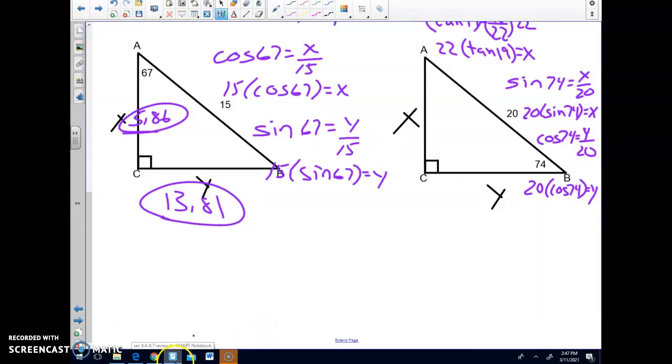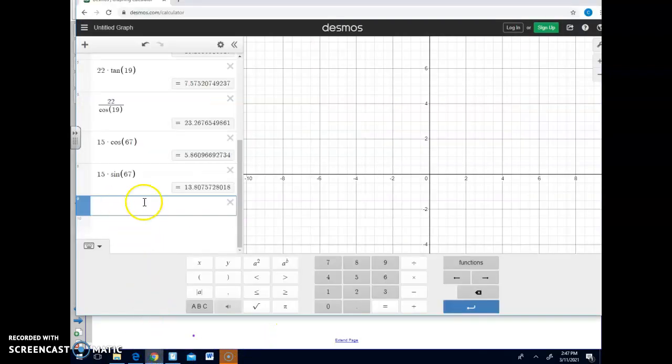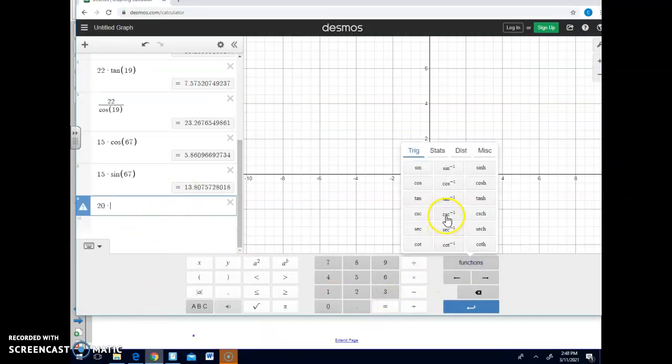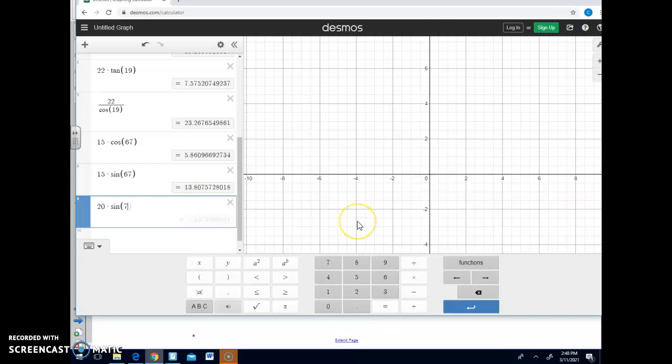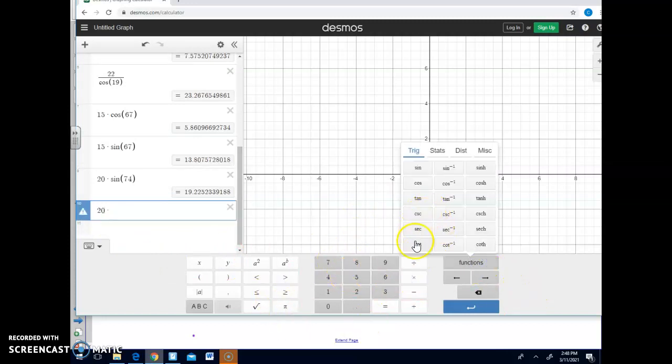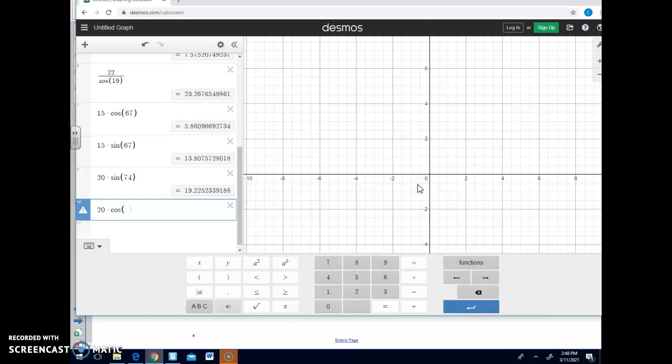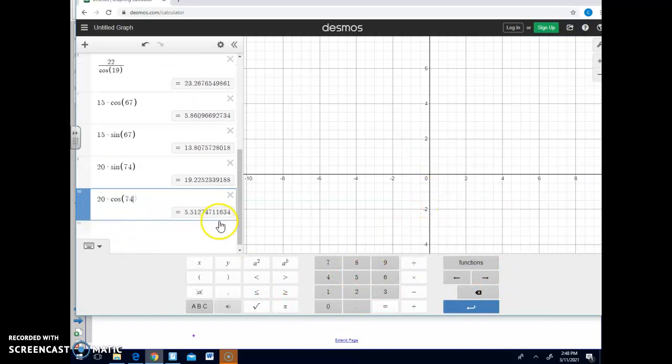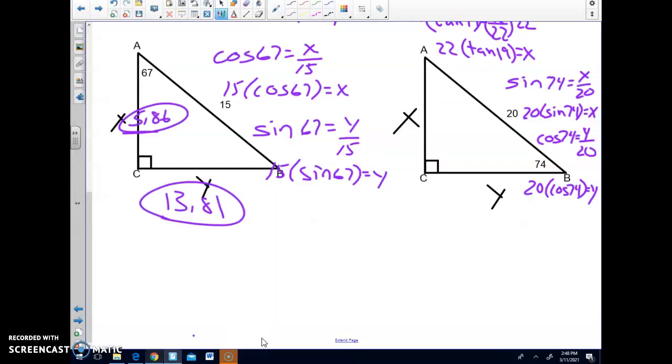So we have 20 times the sine of 74, and we have 20 times the cosine of 74, and we end up with 19.23 and 5.51.